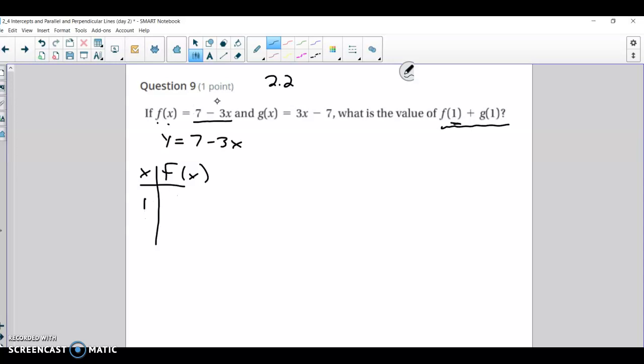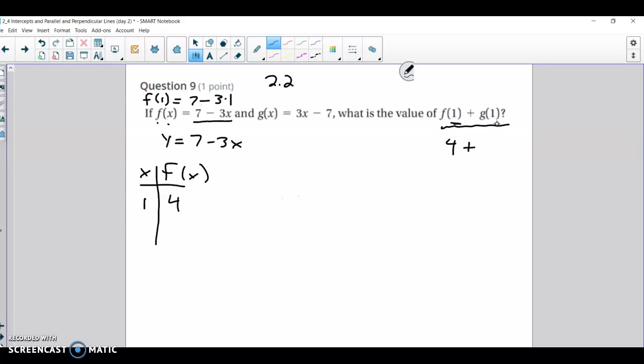So we can go over here and say, okay, let's make x 1. So we're going to do the f function for 1 when x is 1. That's going to be 7 minus 3 times 1. If we do the 3 times 1 first, that's 3. 7 minus 3 would be 4. So basically, f of 1 is equal to 4. When we did the f function of 1, we got 4.